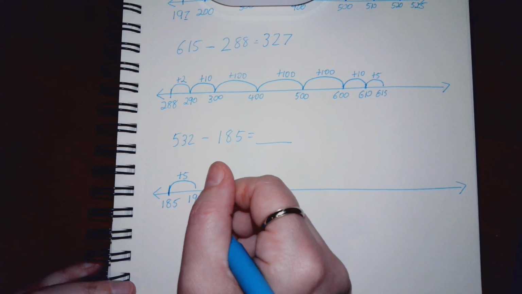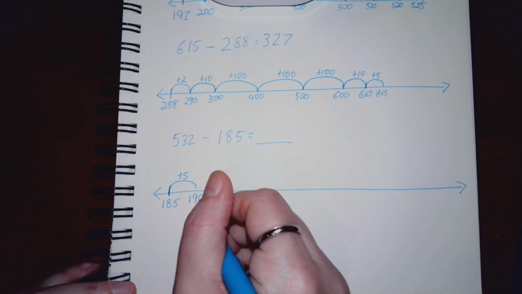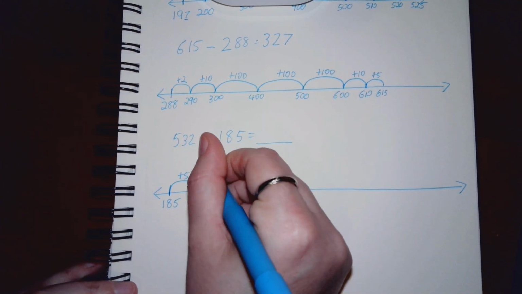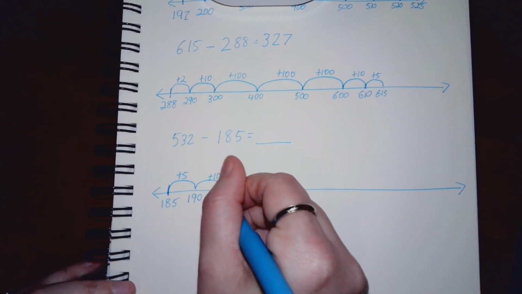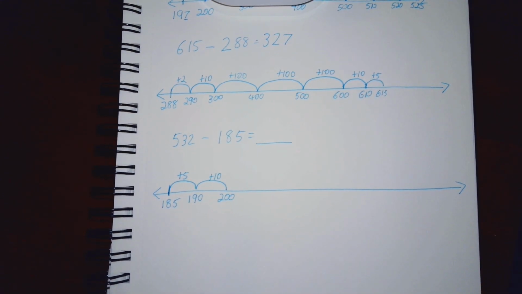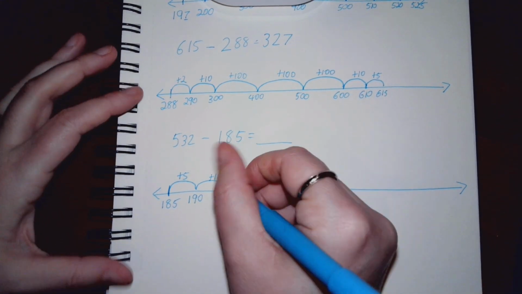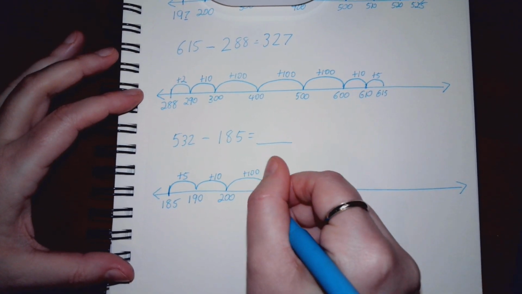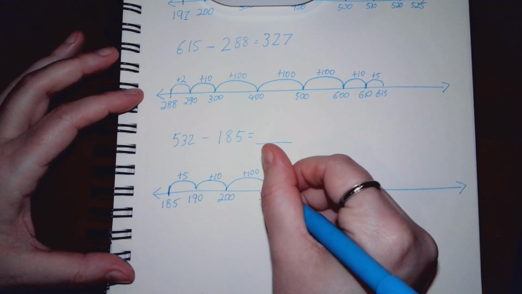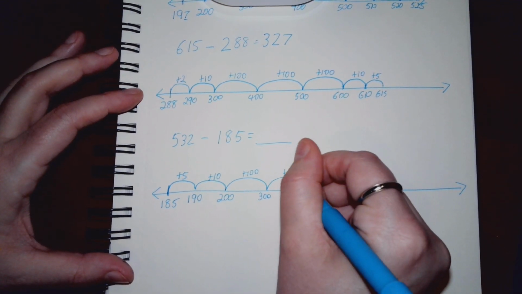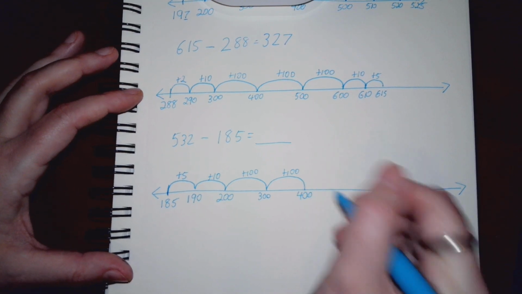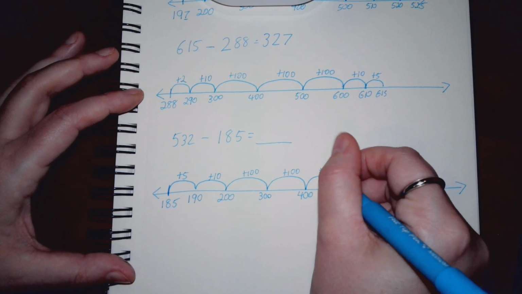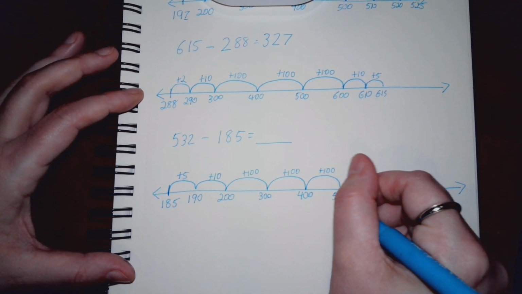I want to get to that 100 now. I'm at 190 plus what gets me to 200? That would be plus 10. And I'm at 200. Now I can make my 100 hops. So I'm at 200 plus 100 equals 300, plus another 100 gets me to 400. I need to get to 532, so I'm going to add another 100, and that gets me to 500.